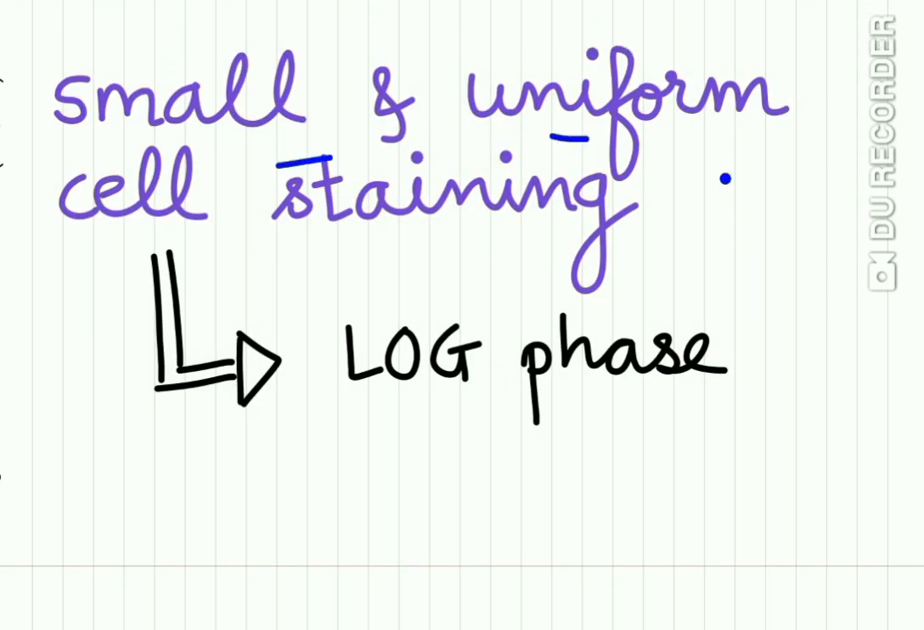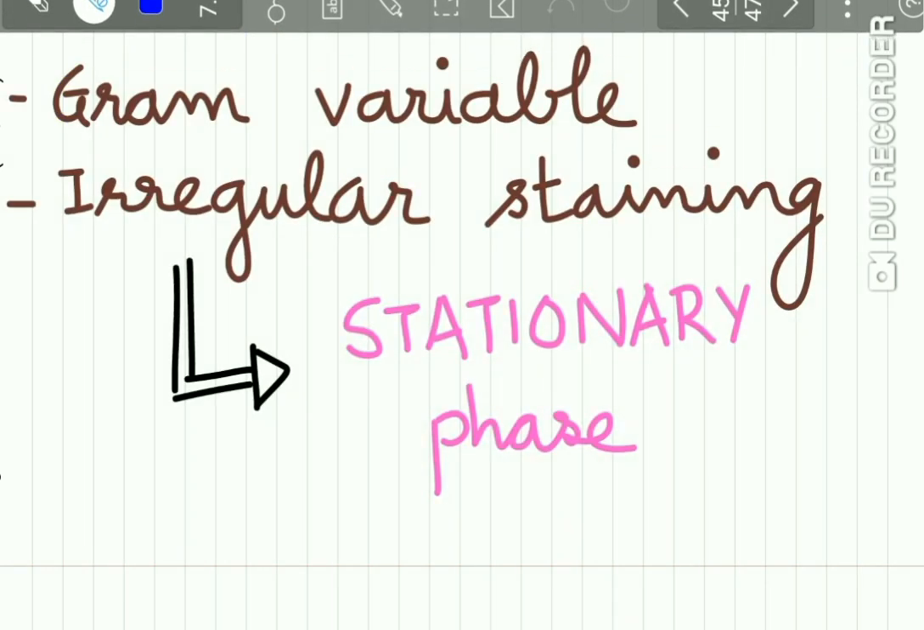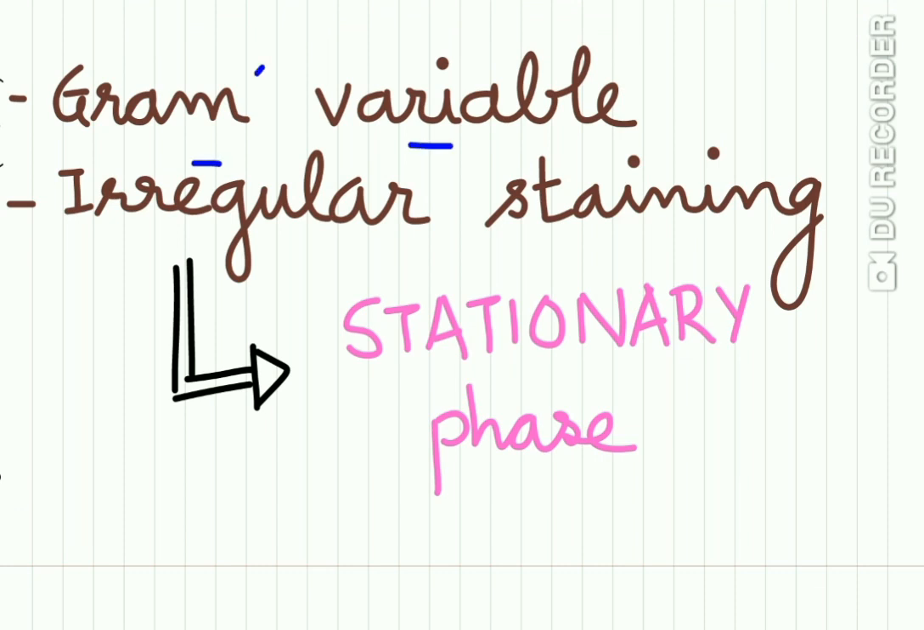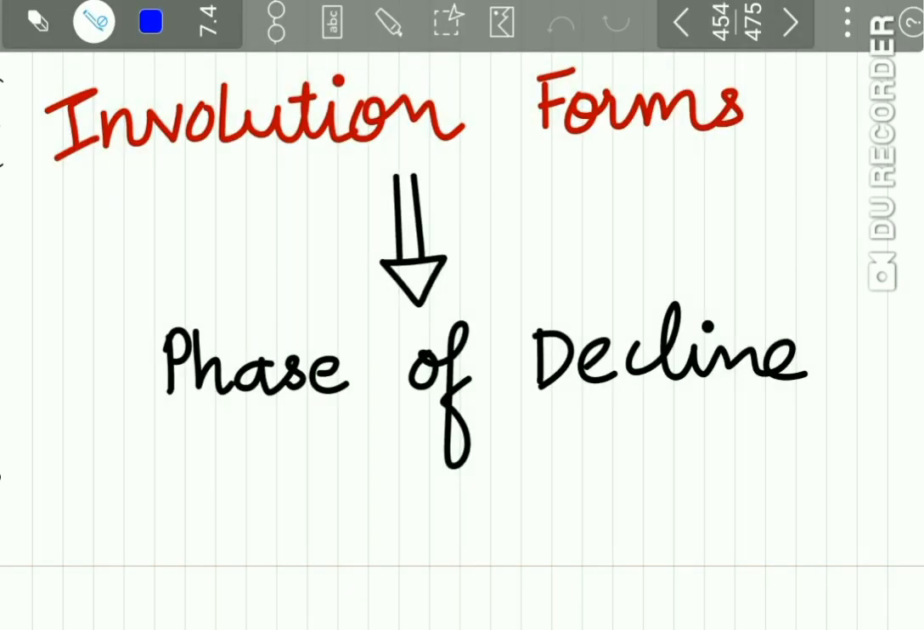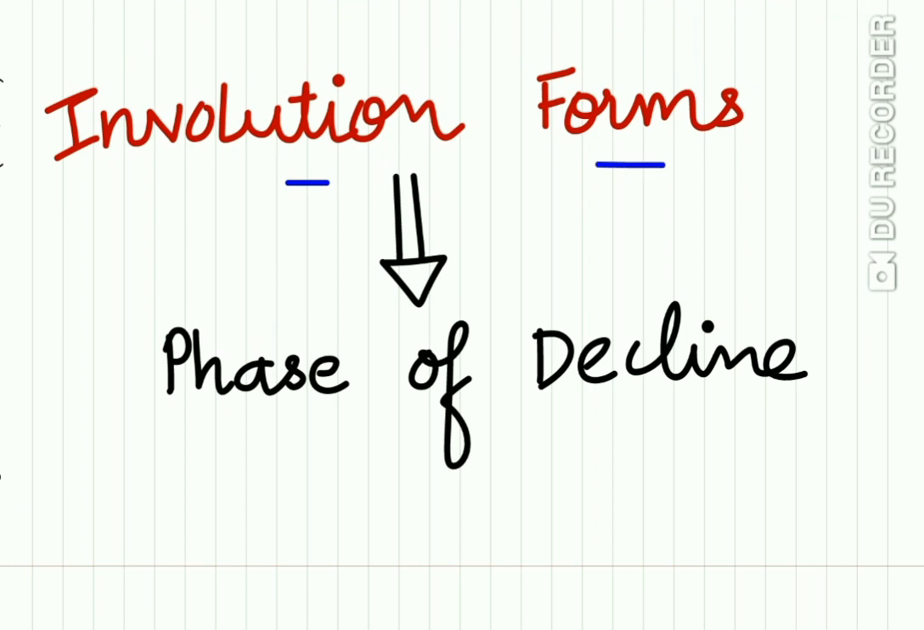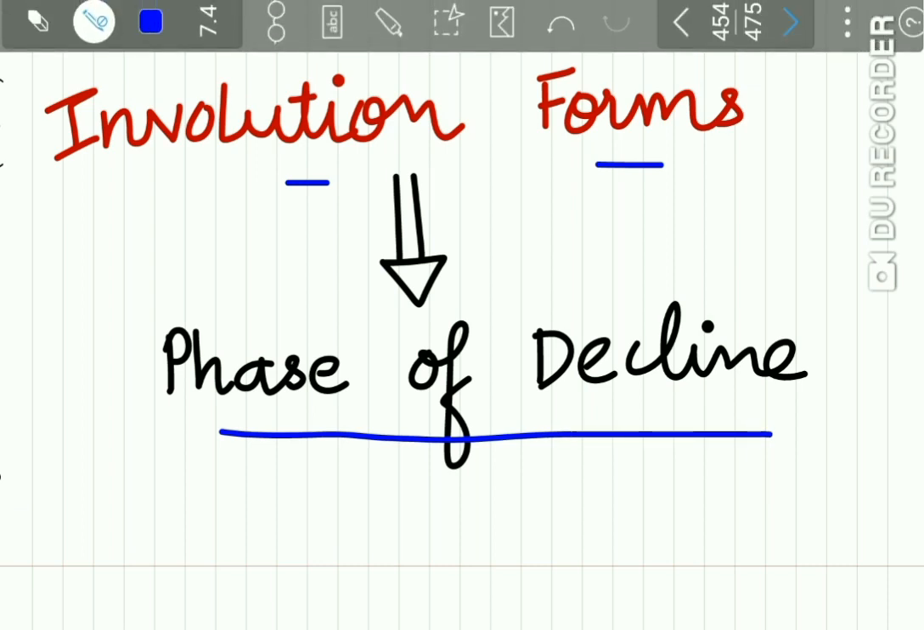Secondly, small and uniform cell staining occurs in the log phase. Gram variable staining, that is gram positive or gram negative staining, and irregular staining due to presence of intracellular storage granules occurs during the stationary phase. Sporulation, production of exotoxins and antibiotics occur in the stationary phase, while involution forms of the bacteria are seen in the phase of decline. So you should remember these points because these are the frequently asked questions in MCQs.